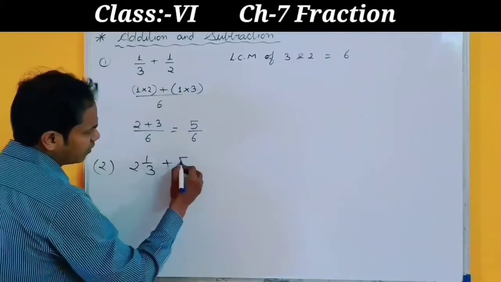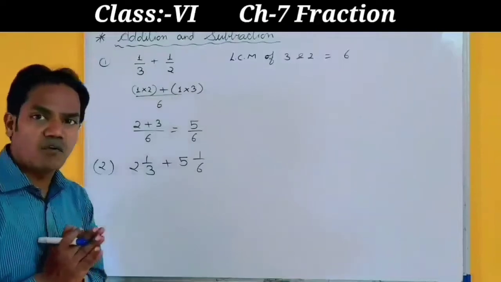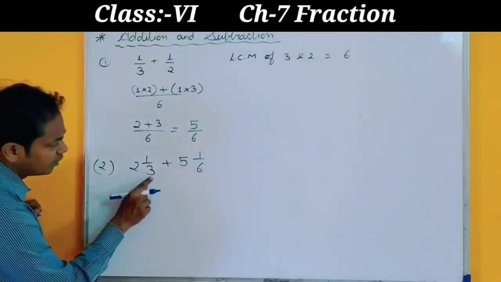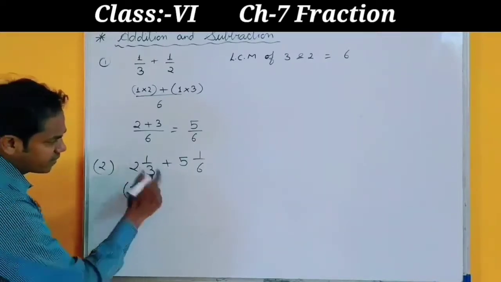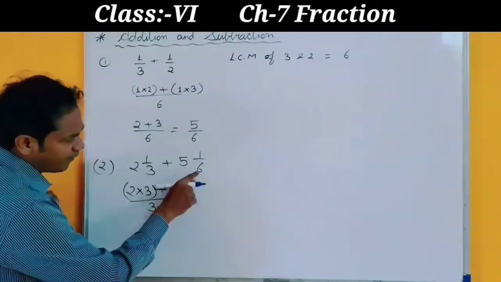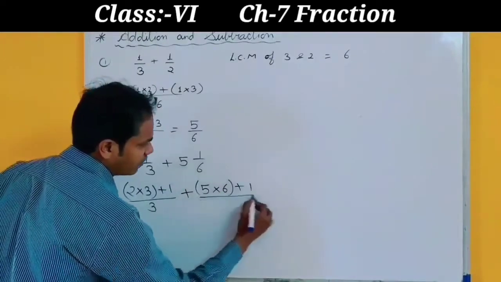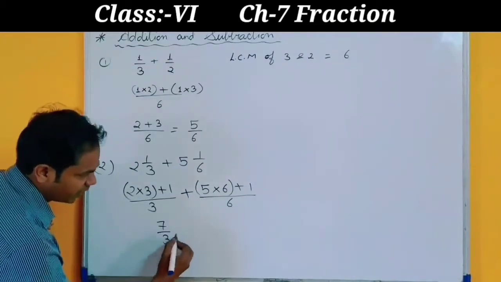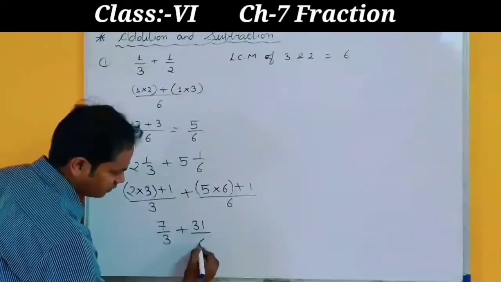2 and 1 upon 3 plus 5 and 1 upon 6. Okay. So these are mixed fractions. First of all, we will change these mixed fractions into improper fractions. How? 3 multiplied by 2 or 2 multiplied by 3 you can write. 2 3s are 6 and plus 1, and this 3 will come in the denominator. Same way 5 multiplied by 6, plus 1, divided by 6. 2 3s are 6, 6 plus 1 is 7. 7 upon 3 plus 5 6s are 30 plus 1, 31 upon 6.